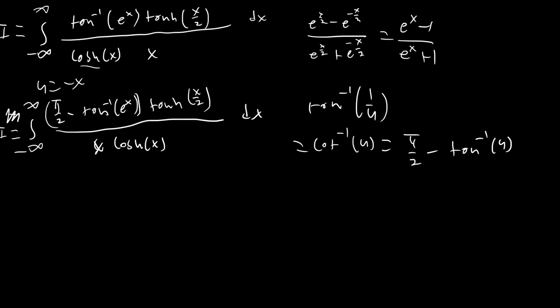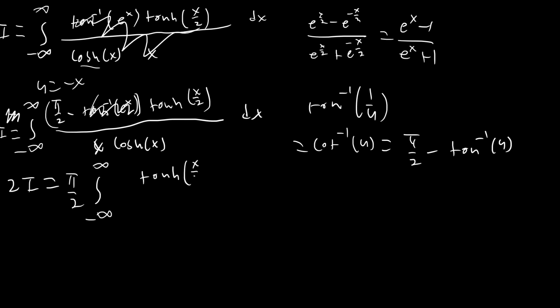So if we add both versions of I together, we get that 2I. This part is going to cancel with this part, right? So 2I is going to equal pi over 2 times the integral from negative infinity to infinity of tanh x over 2 over x cosh of x over cosh of x dx. All right, so that's one part dealt with. Now let's go ahead and just sub u equals e to the x and see what happens, because I'm interested in how we're supposed to deal with that.